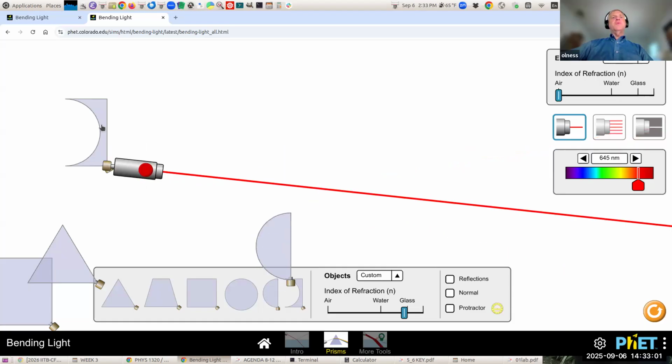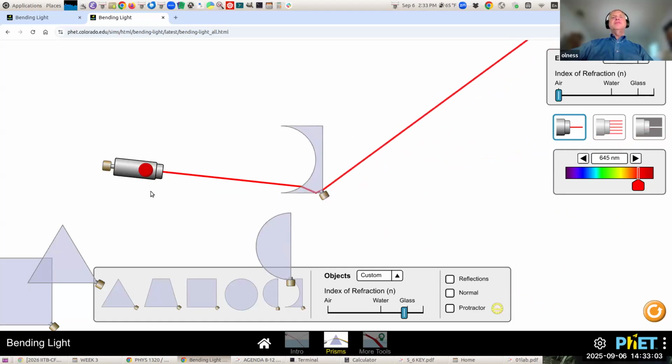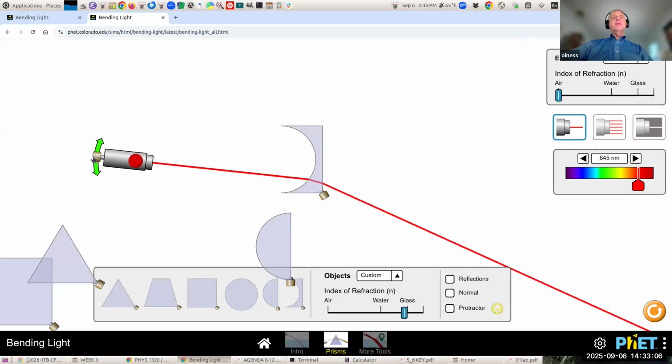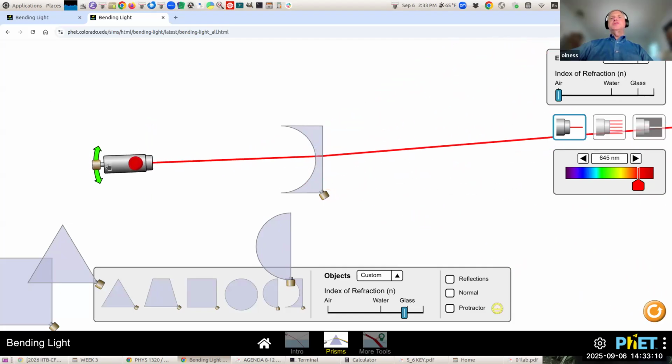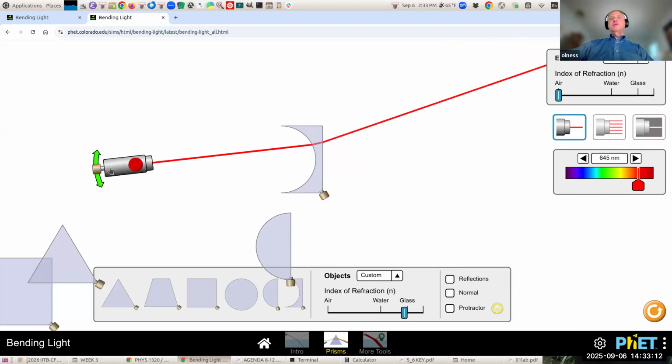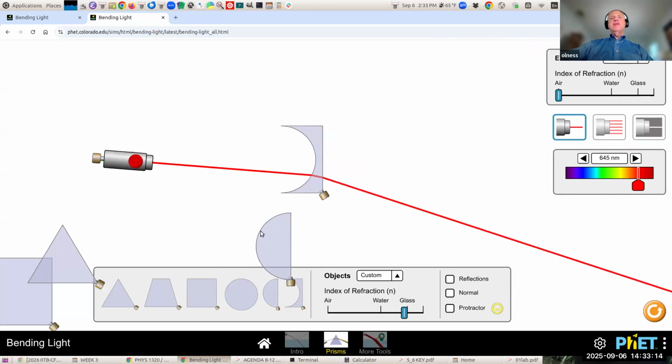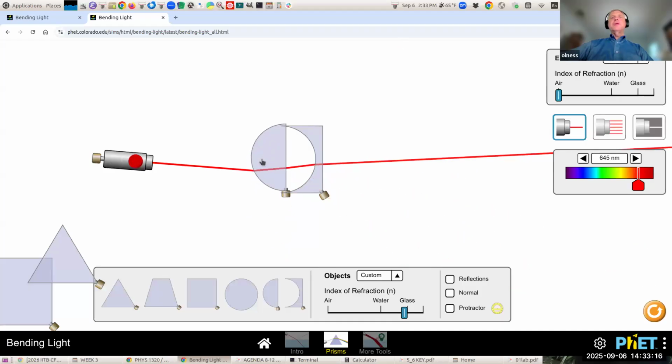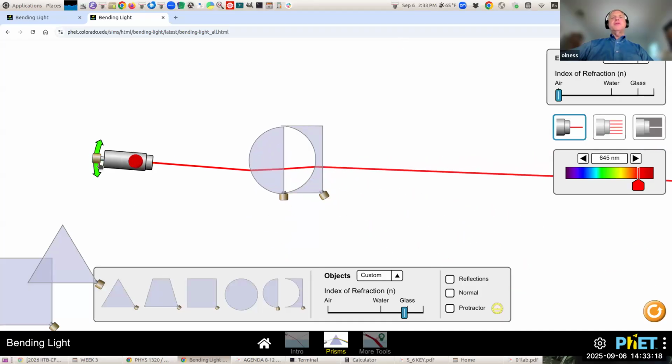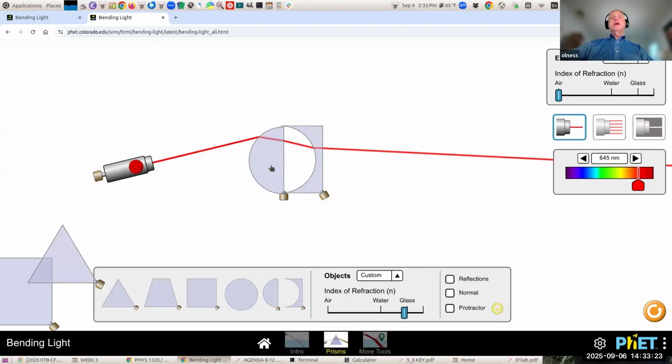Let me contrast that with this one that's thinner in the middle. Here, this is a diverging type of lens. You see it's bending the light away from the center line. And then of course I can put them together, and it's the same as the plain block.